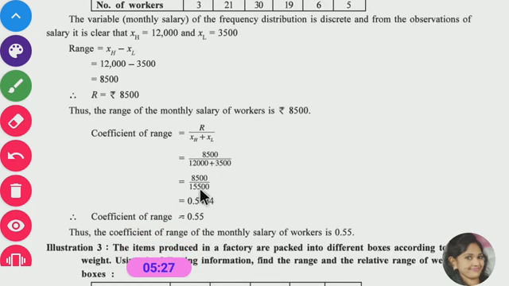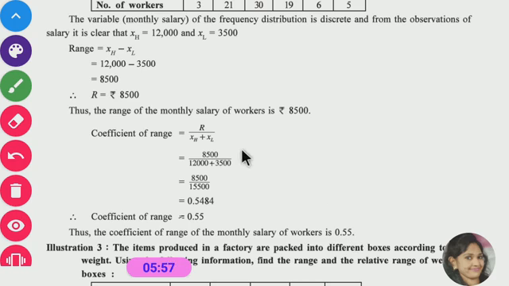That means 8500 upon 15,500. If you do the division, 8500 divided by 15,500, your answer is 0.548. So approximately, here the value is more than 5, so we will make it 0.55. The coefficient of range of the monthly salary of workers is 0.55. Now in the same way you have to complete exercise sum number 2.